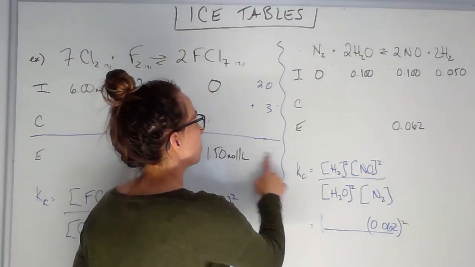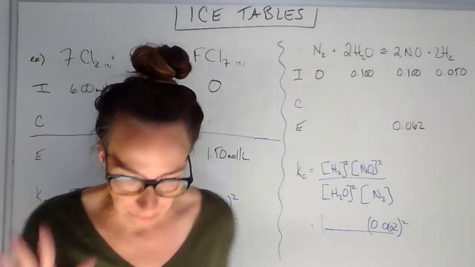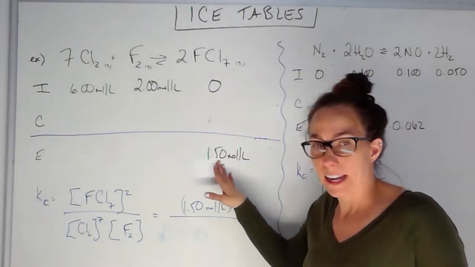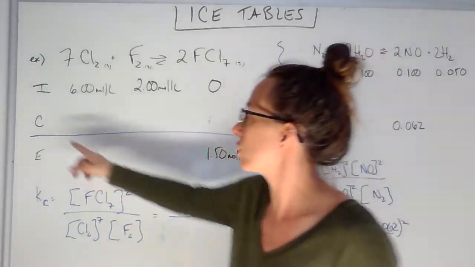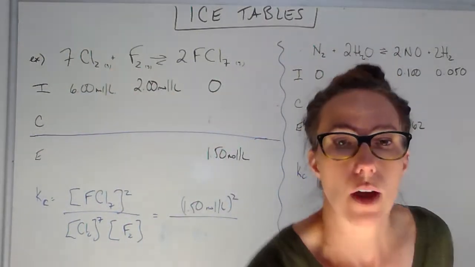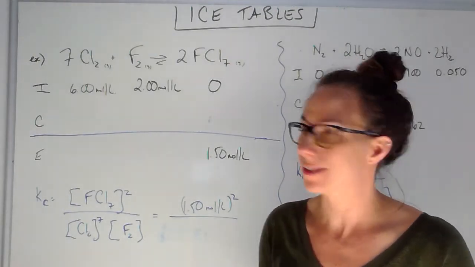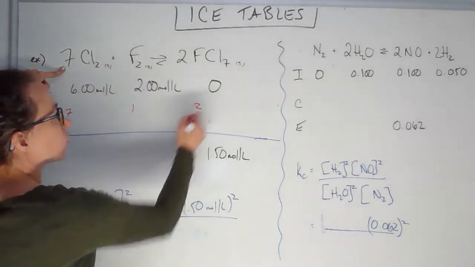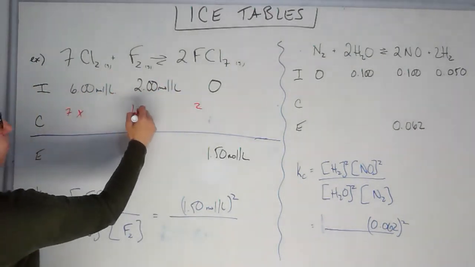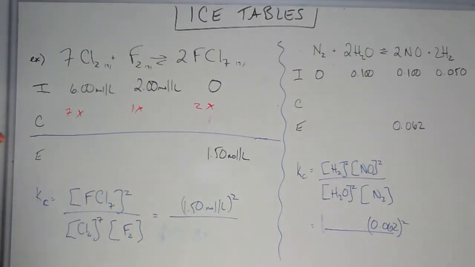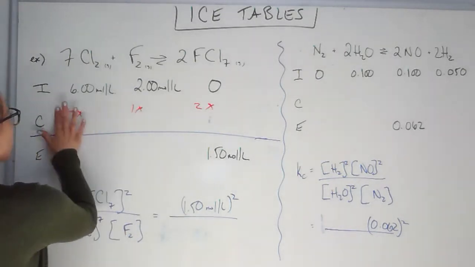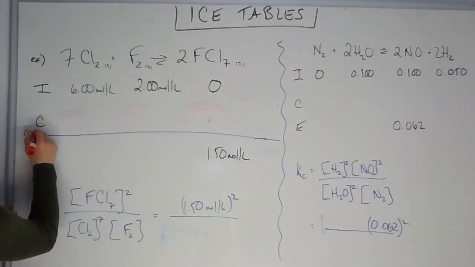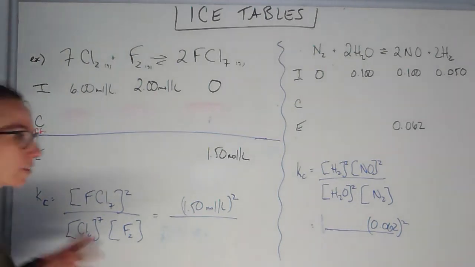It's a really good tool to use for your memory. Okay, so I started with this, and I started with none of that, and at the end I ended with this. But I know that they changed according to the coefficients. The change is still stoichiometrically the same, so this is going to change on a ratio of 7 to 1 to 2: 7 x's, 1 x, and 2 x's. So hold on a minute, let's rewind a little bit. In this change column, I'm going to use my coefficients. Change and coefficient stand for the same thing.